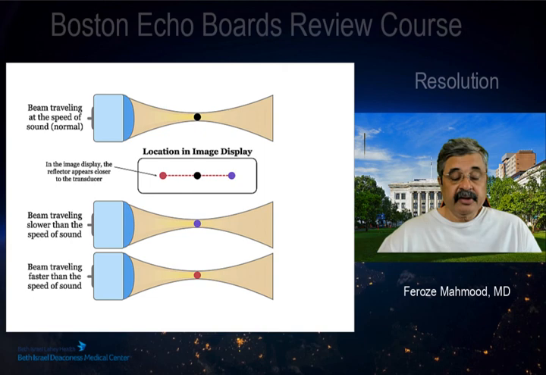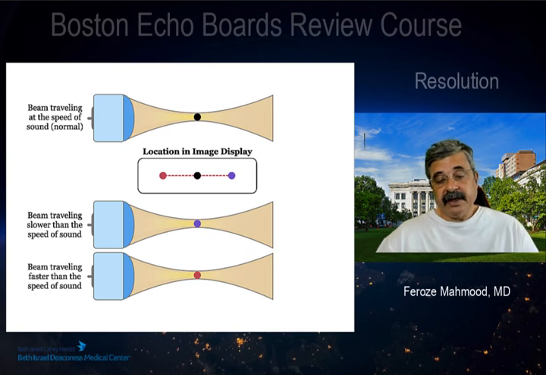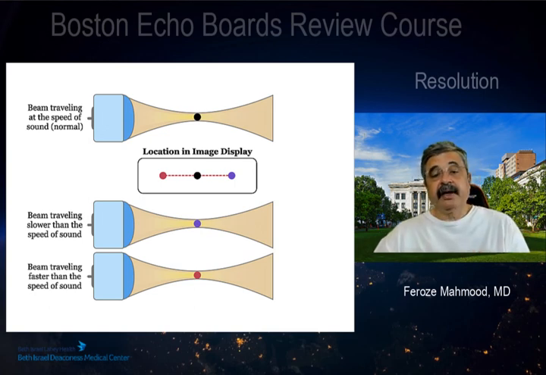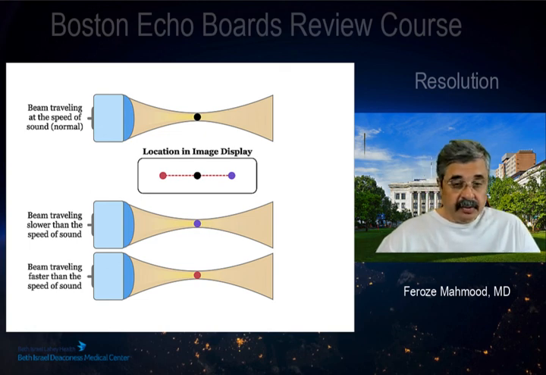And if the beam travels faster than the assumed speed of 1540 meters per second, it takes less time to come back, and therefore the reflected image is generated on the image display closer to the transducer than the actual reflector. So it is important to remember that the assumption of 1540 meters per second not only impacts the temporal resolution, but can also impact the spatial resolution.